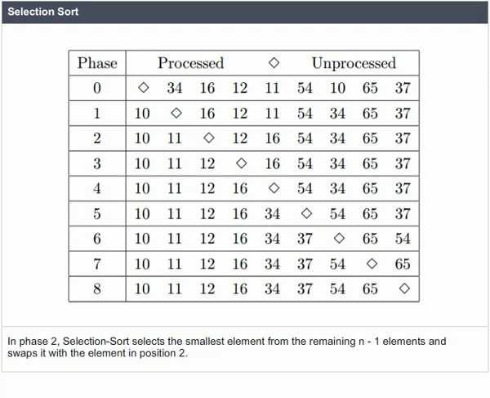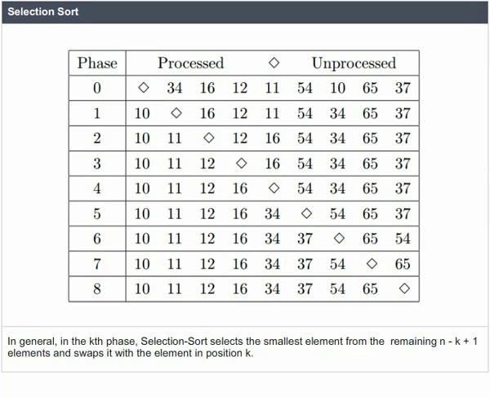In phase 2, selection sort selects the smallest element from the remaining n-1 elements and swaps it with the element in position 2. In general, in the kth phase, selection sort selects the smallest element from the remaining n-k+1 elements and swaps it with the element in position k.